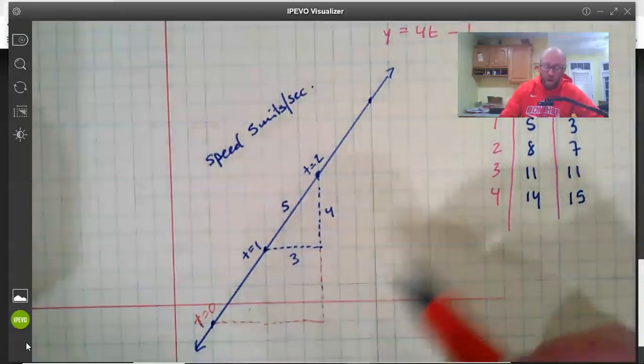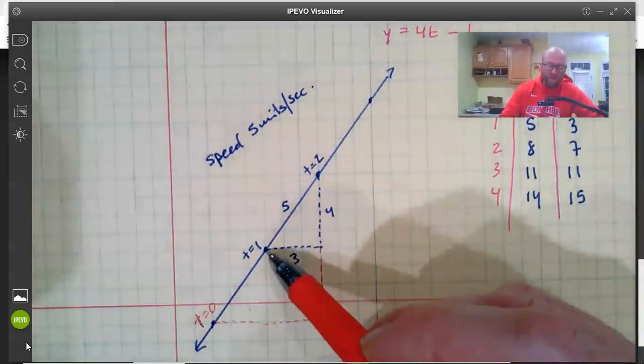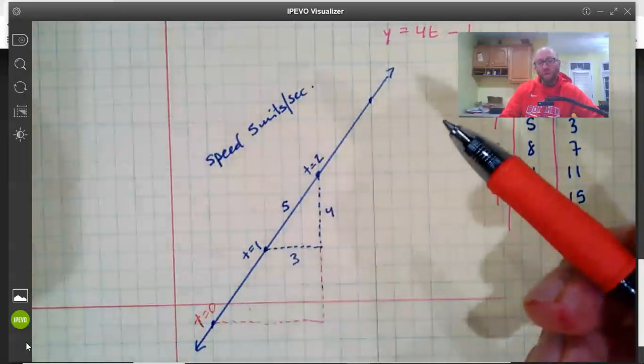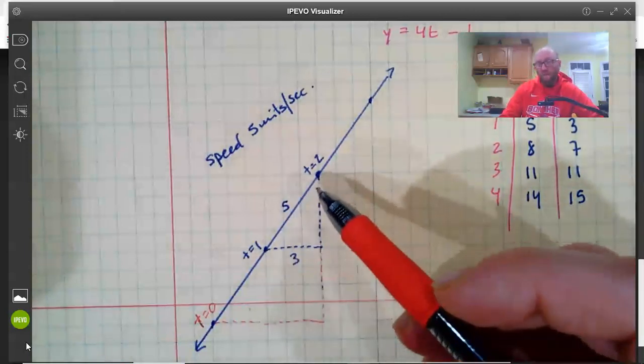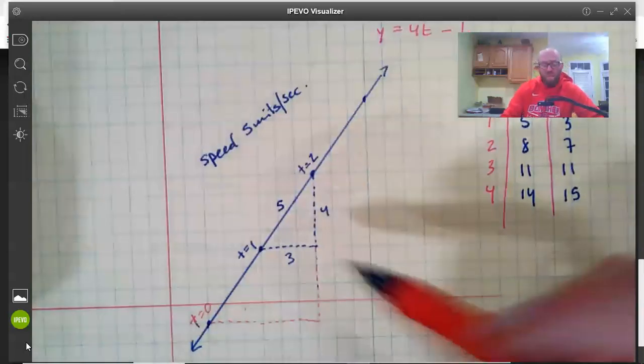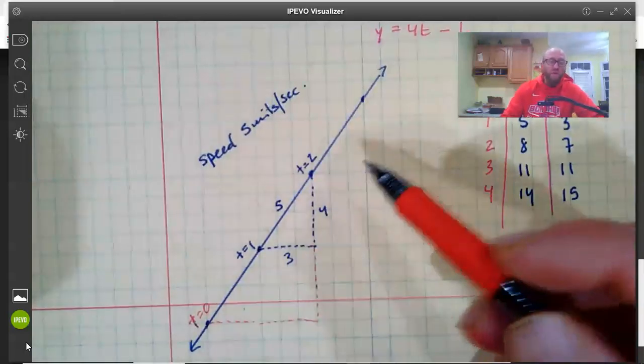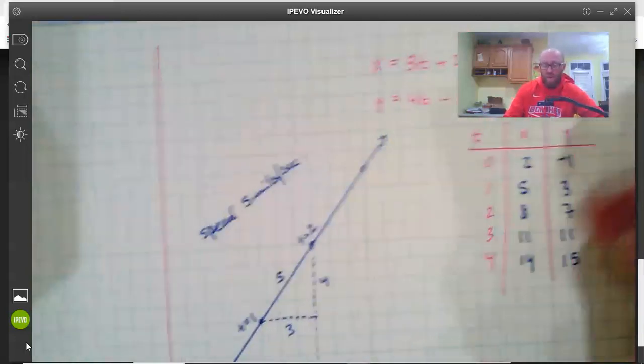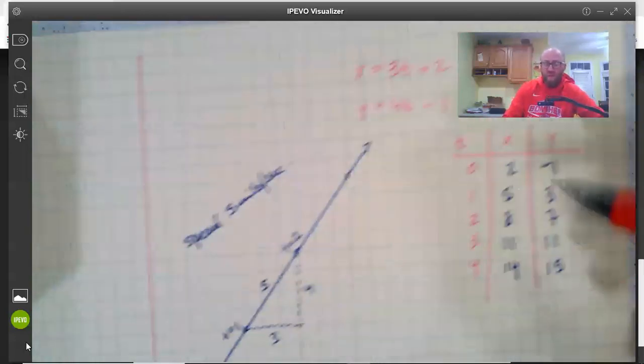Okay. The bug travels from t equals 1 to t equals 2. That's a 1 second journey and it travels 5 units in that 1 second. So 5 units per second. If I want to speed the bug up, then I want to have it travel twice as far in the same amount of time. So these points are all going to stay here, right?